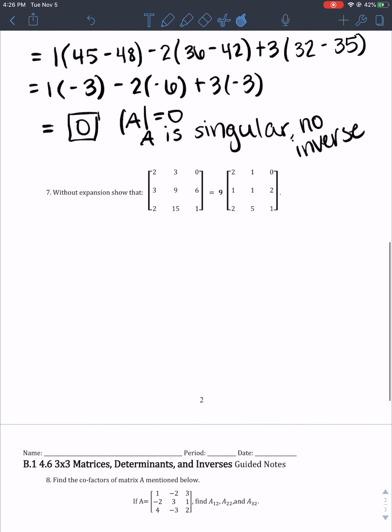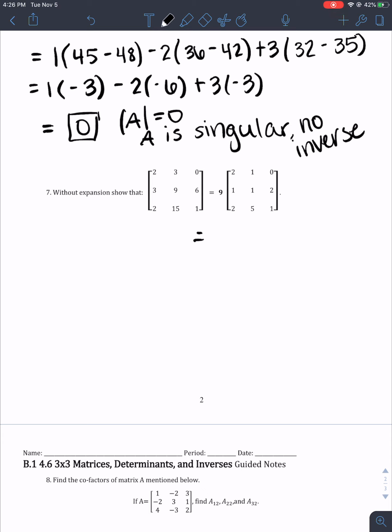All right, so we're not really going to expand this too much, but we're going to show that this matrix over here equals this matrix times 9, which is weird. Yes, bear with me. So I'm just going to say equals here so we don't have to write this matrix 1,000,005 times.